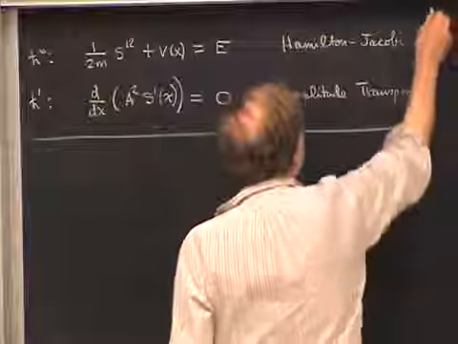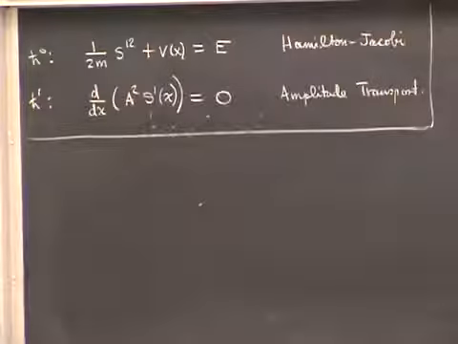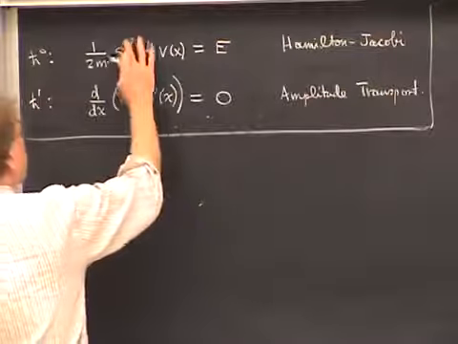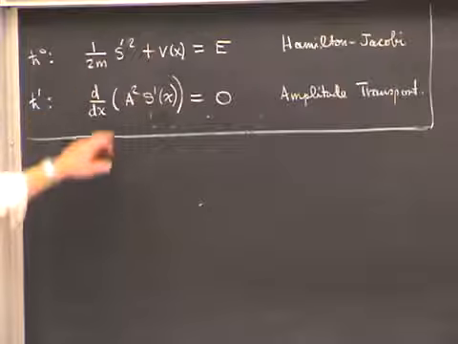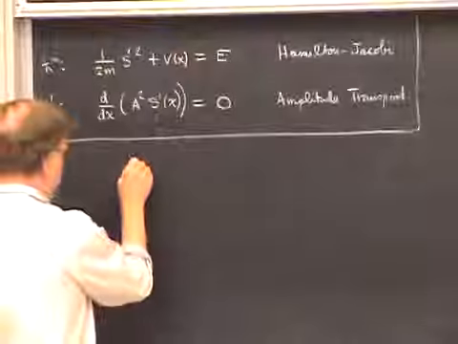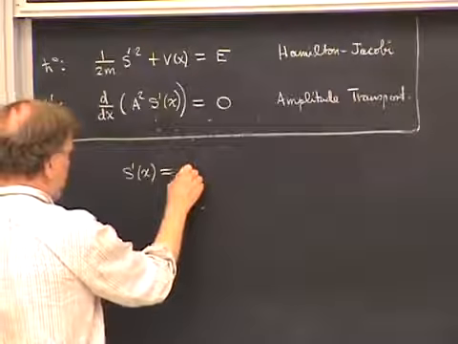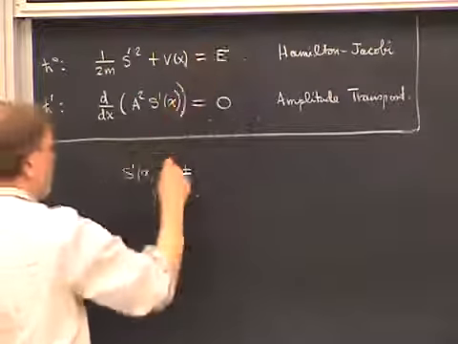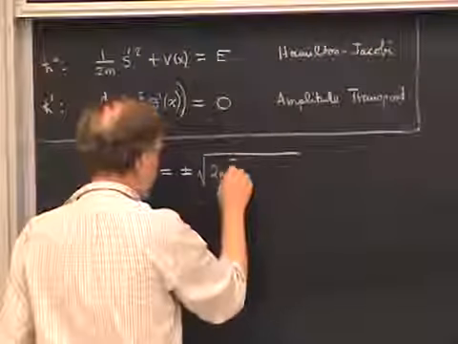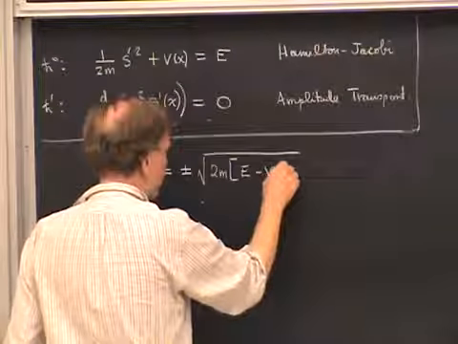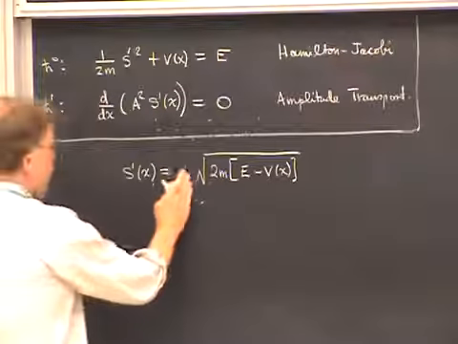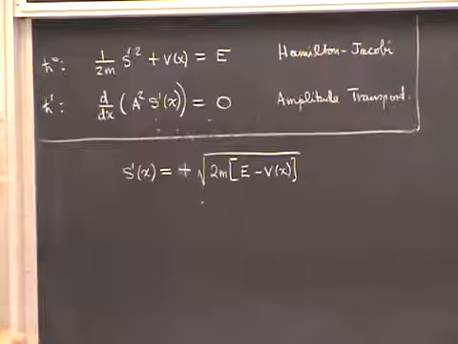Let's solve the Hamilton-Jacobi equation first. Obviously, the way to do this is to solve algebraically for S prime. If we do, we find that S prime of X is equal to plus or minus, just bringing the 2m across and taking the square root, the square root of twice the mass times the energy E minus V of X, like this. Let's just take the plus sign for now, and we'll worry about the minus solution later on.